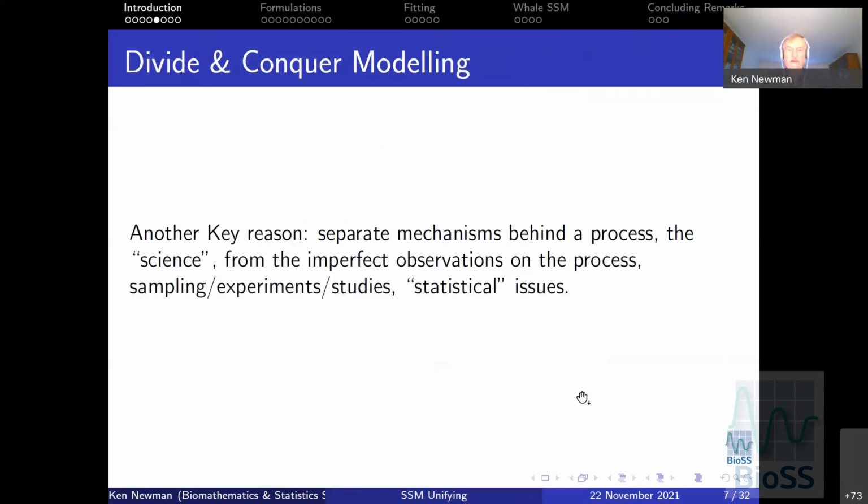Another reason for the popularity and the power of state space modeling is they have this built-in divide and conquer nature, where statisticians can work with subject matter specialists, with scientists who can focus very closely on the mechanisms, the underlying true natural processes, while the statisticians can focus on, say, how the data was collected, or what kind of sampling error or measurement error there was. So there's a nice division of duties, although once you start working with people, there's a lot of overlap as well.